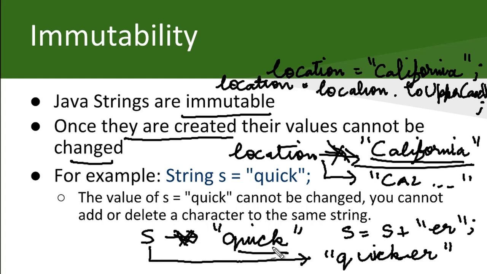What will happen to the old string is, once Java garbage collection starts, it will notice that no reference variable is pointing to quick, so it will remove that object. So this is a very important concept: once strings are created, their values cannot be changed. You cannot add a character or delete a character in the same string. There are other ways, which I just showed you, that you can create a new string and do whatever you want using the previous string, but you cannot just remove or add a character to the string. That is the concept of immutability.